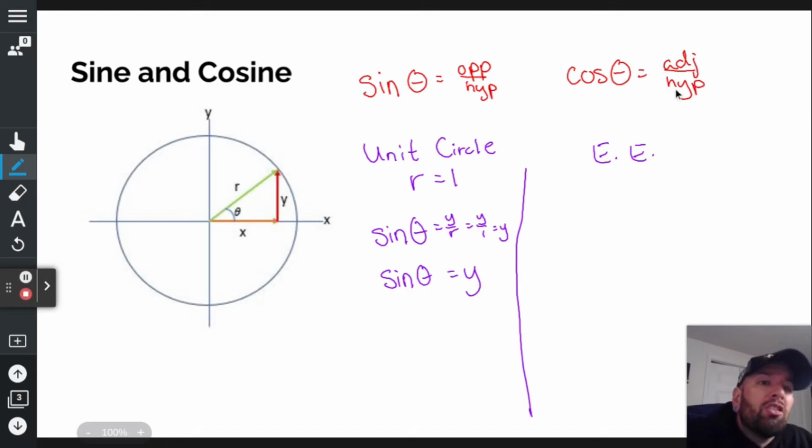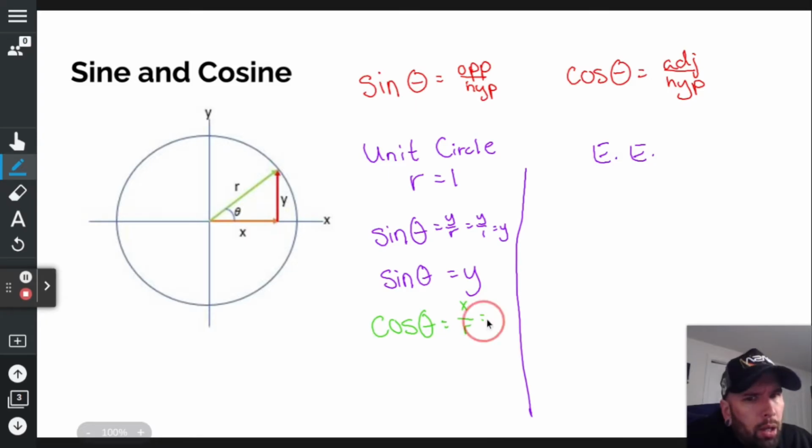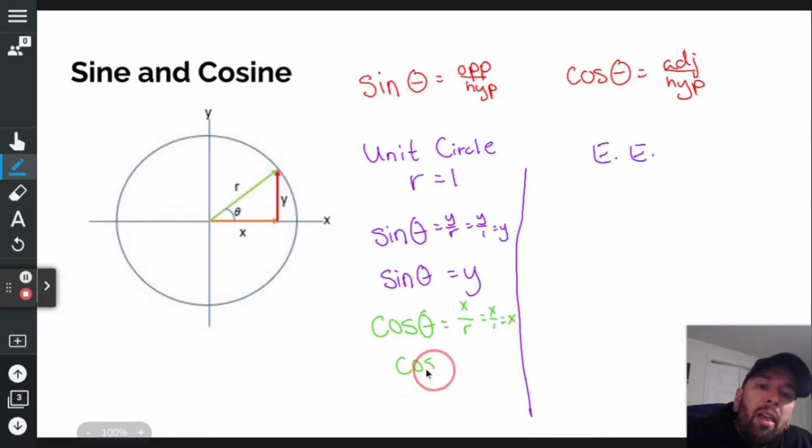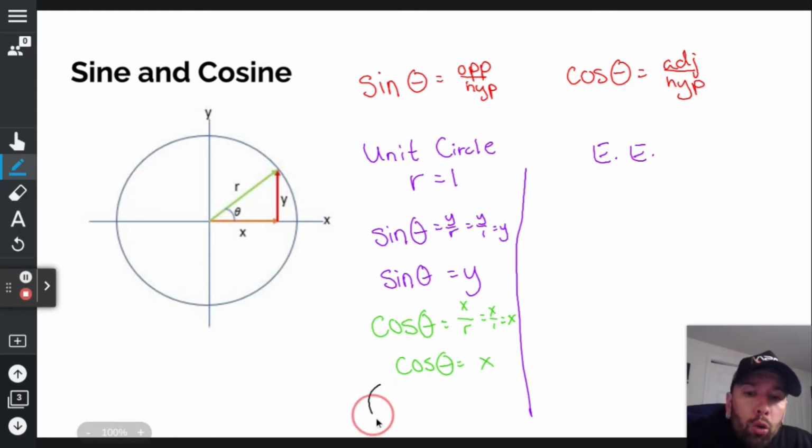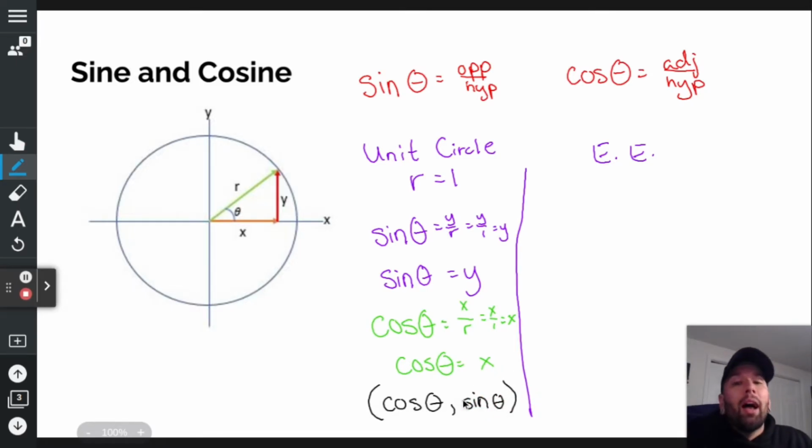Cosine is the adjacent side over the hypotenuse. So cos theta is going to equal the adjacent side, which is x, over the hypotenuse, which is r. But r is 1. So x over 1 is x. So cosine theta is equal to just the x value. So good news. If I give you the unit circle and you know r is equal to 1, you have an x and a y value of cos theta, sine theta. Your x value is cos theta and your y value is sine theta.